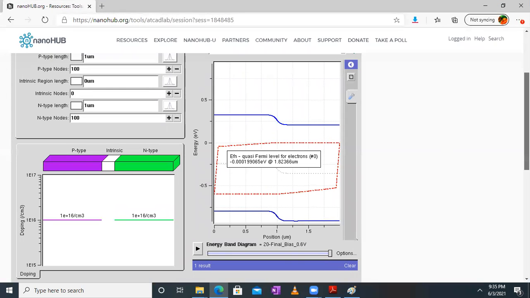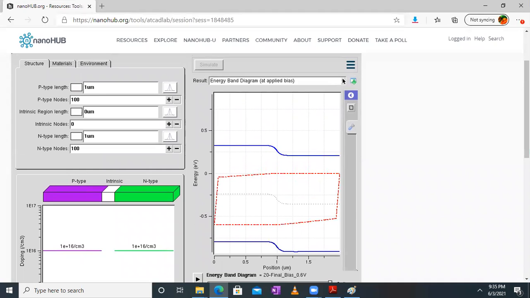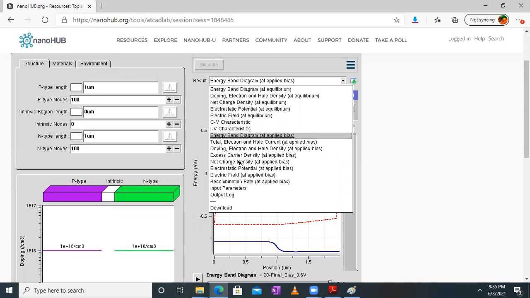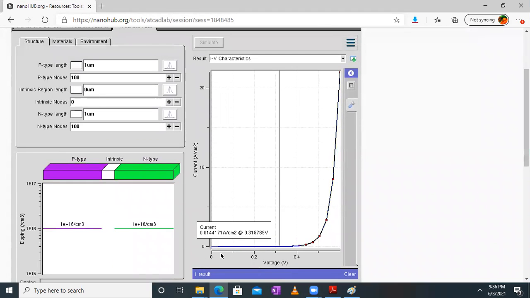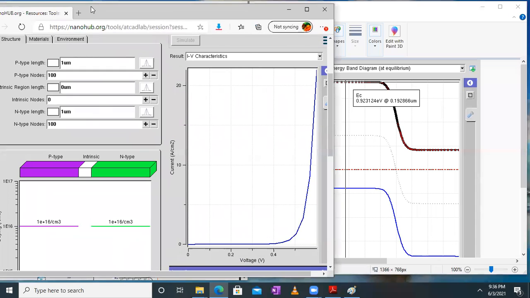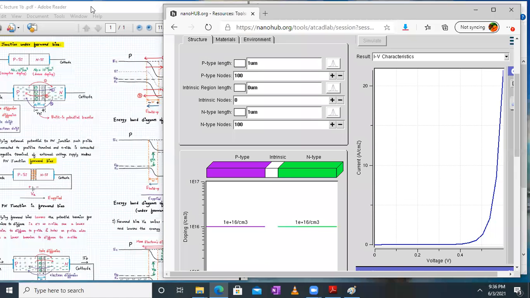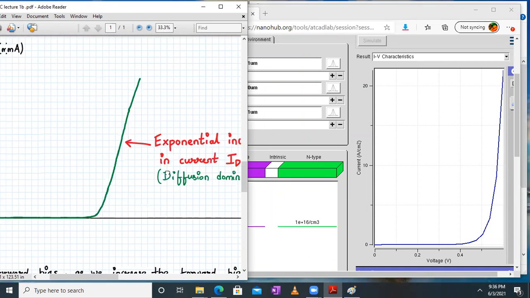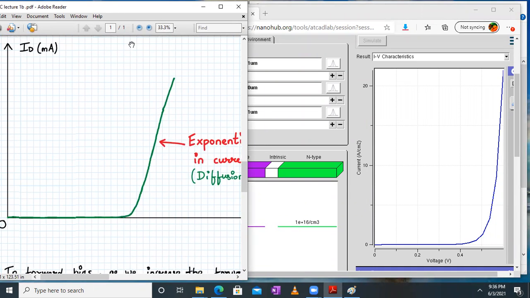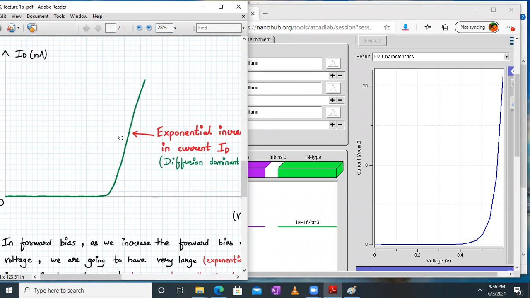Fine. Now let us see the characteristics. This is the IV characteristics, as you can see. There is an exponential increase in the current. This is similar to what we have discussed in the PDF also, the end result. Yeah, here it is. So there is an exponential increase in the current. Let me reduce it slightly.